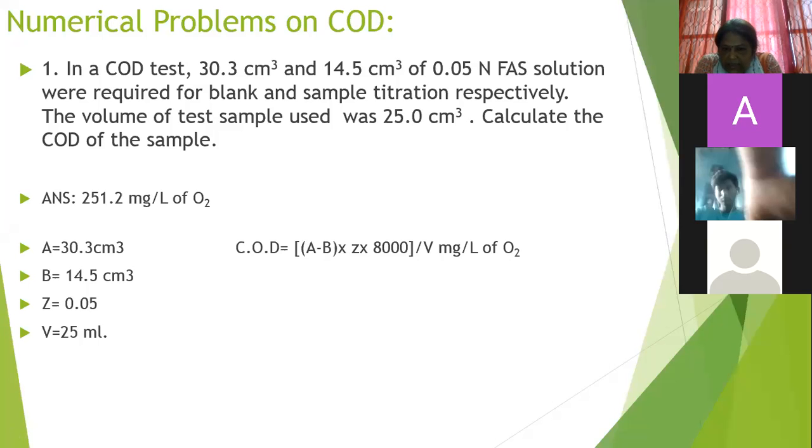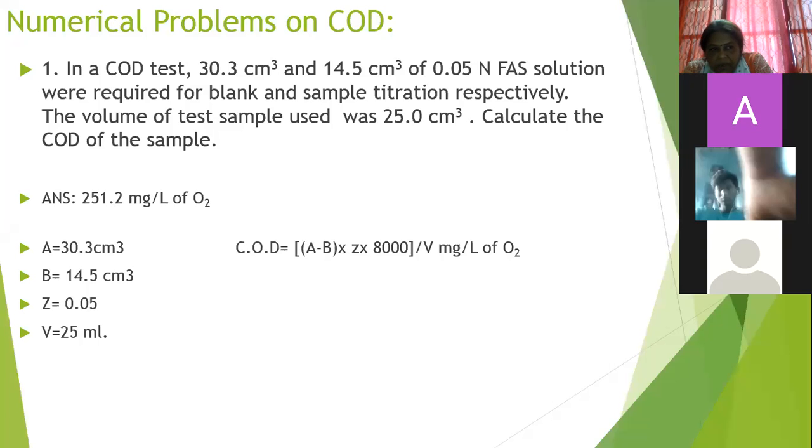Yeah, there is a reason for multiplying 8000 because it is in terms of oxygen. The atomic weight of oxygen, how much? 8. So it is 8 into 1000. It is per liter. 8 is the atomic weight of oxygen and 1000 is per liter. To calculate per liter, it is 8000. Right.